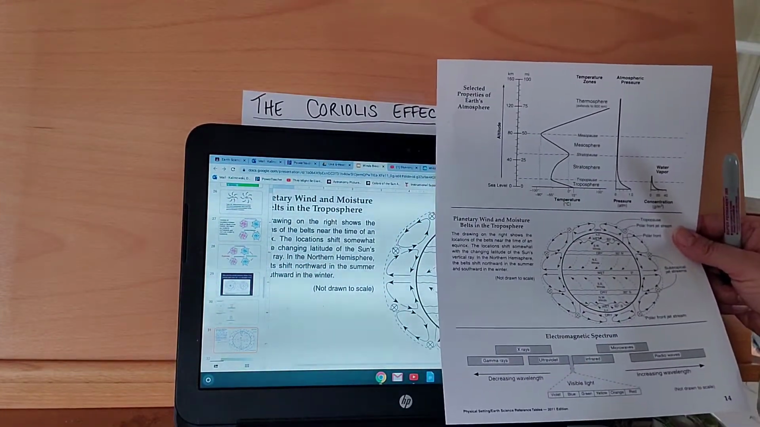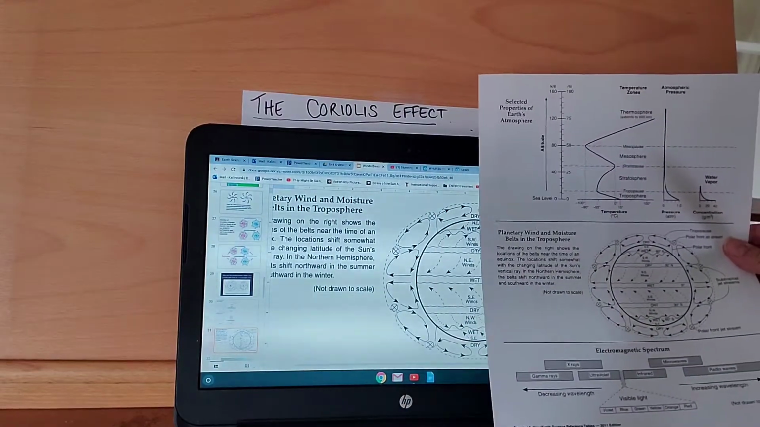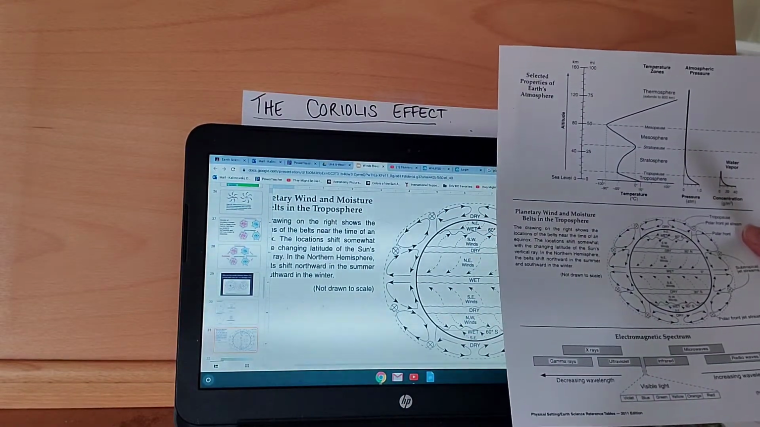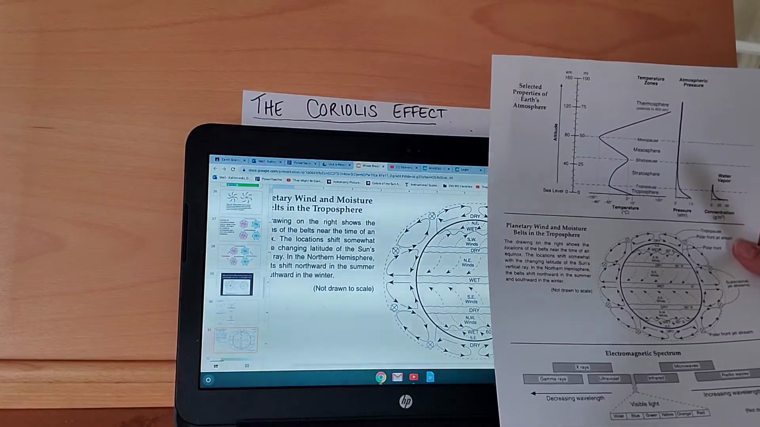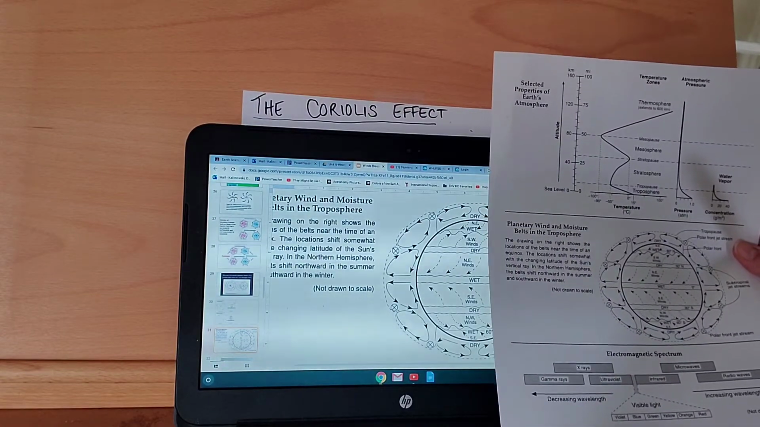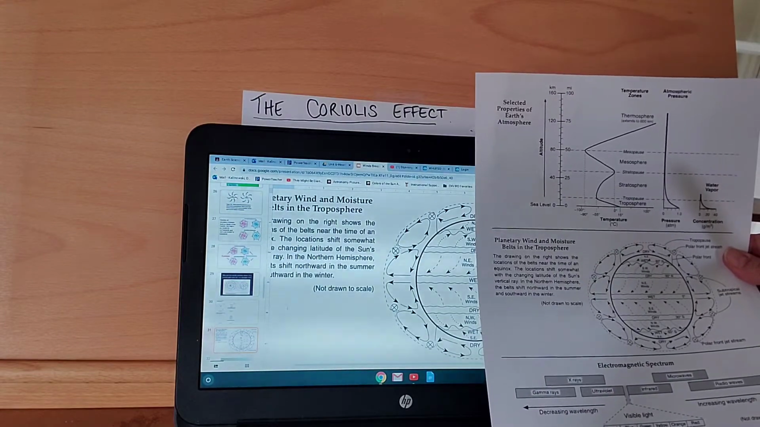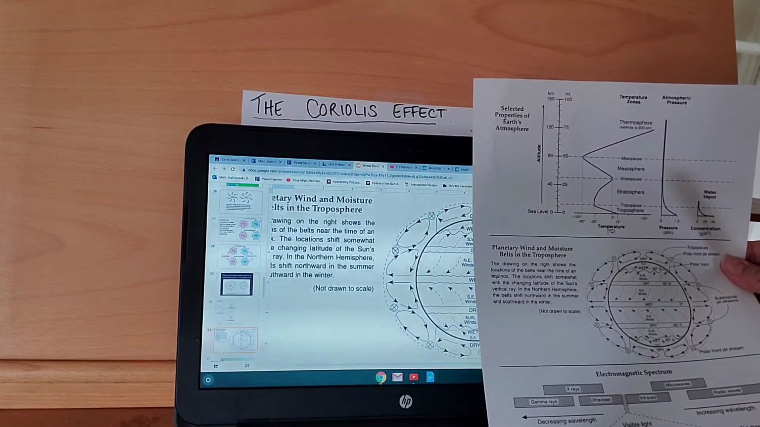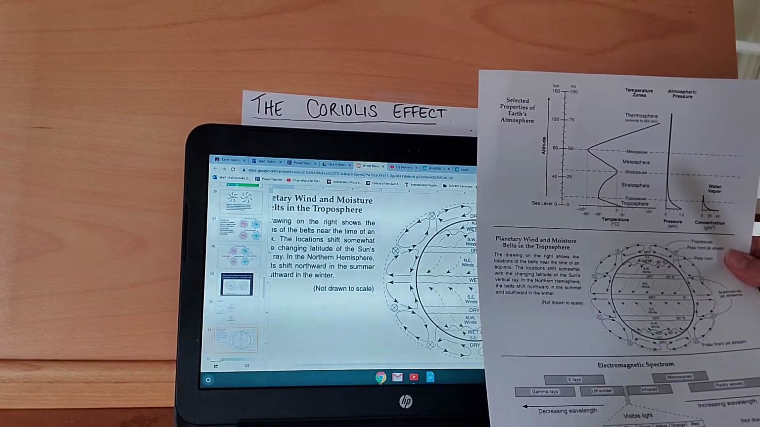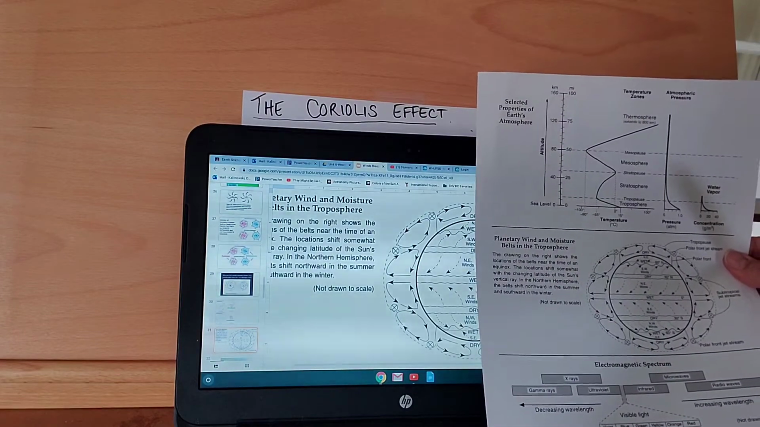It says, the drawing on the right shows the locations of the belts near the time of an equinox. We just passed an equinox. That's the first day of spring. Locations shift somewhat with the changing latitude of the sun's vertical ray. In the northern hemisphere, the belts shift northward in the summer and southward in the winter.